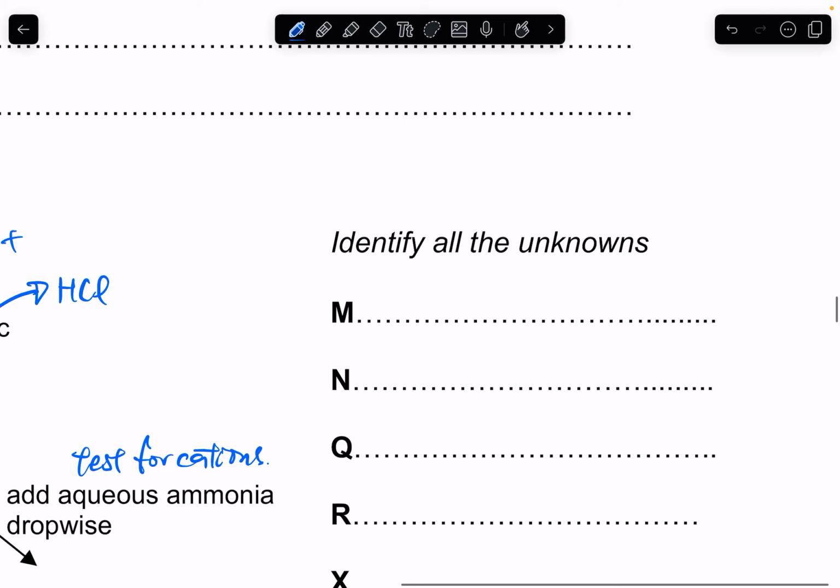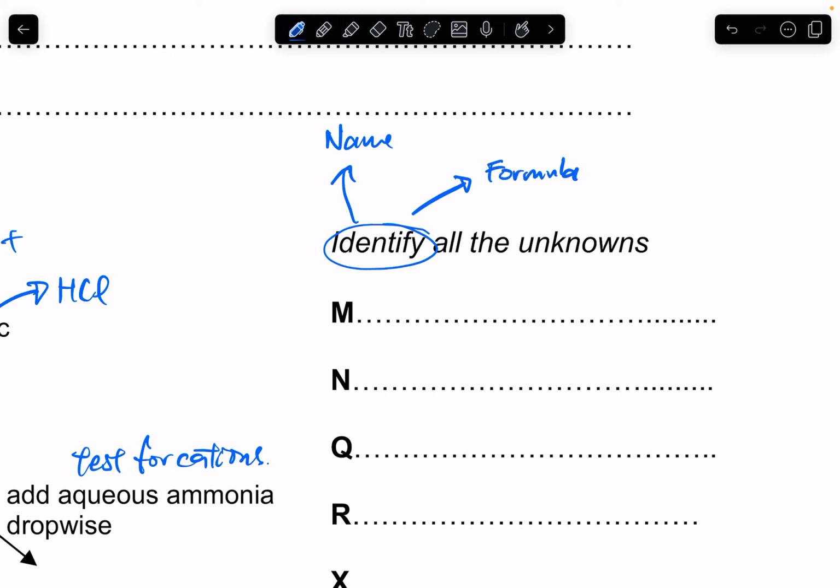Take note that when they say identify, it means you can either give the name or the formula. If they ask you to name the unknown, then you can only write the name. If they ask you to give the formula of the unknown, then you can only write the formula. Identify accepts both. So take note of the question's phrasing. You choose whichever you are more confident with, because if you write the formula wrongly, you will not get the mark. Same for the name. If you spell it wrongly, you will not get the mark.